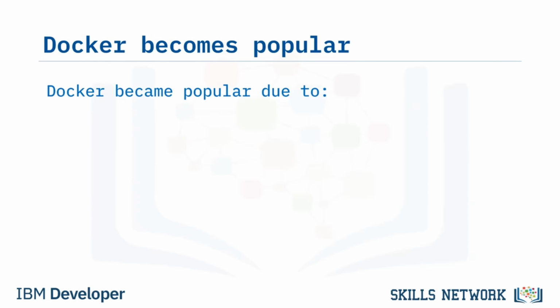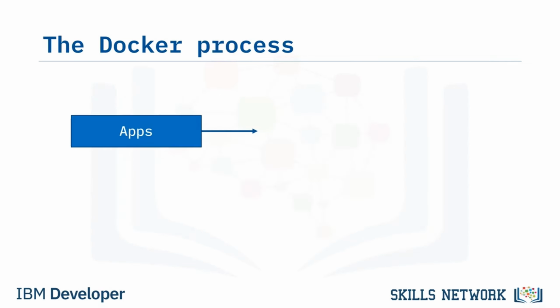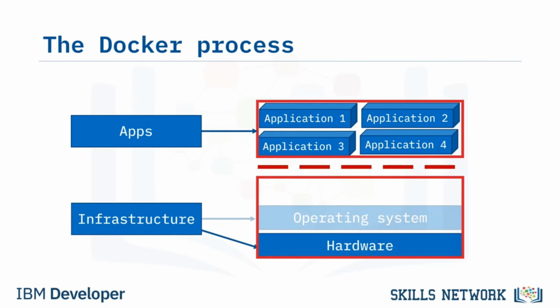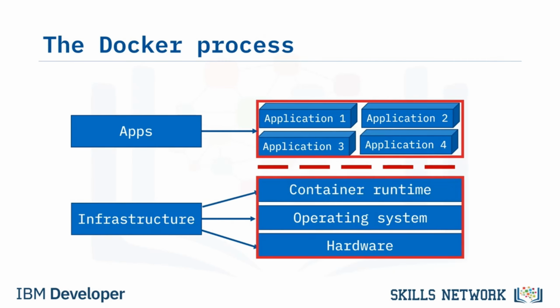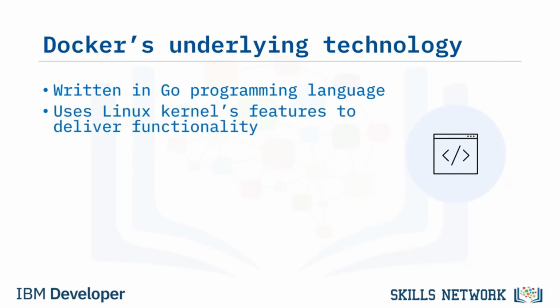Docker became popular with developers because of its simple architecture, massive scalability, and portability on multiple platforms, environments, and locations. Docker isolates applications from infrastructure, including the hardware, the operating system, and the container runtime. Docker is written in the Go programming language. Docker uses Linux kernel features to deliver its functionality.